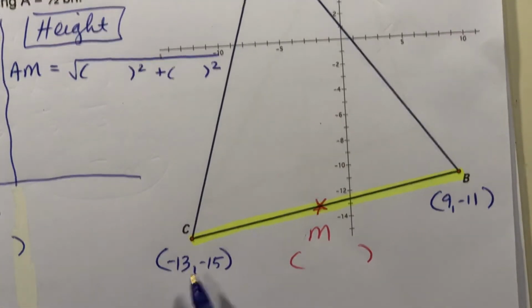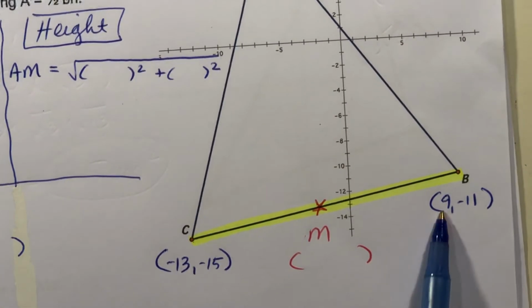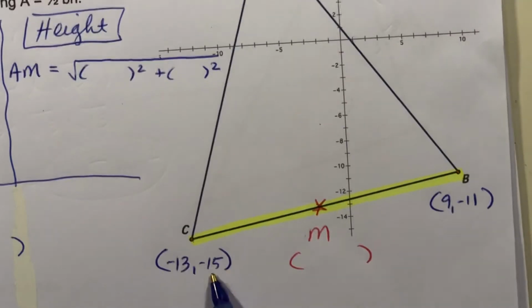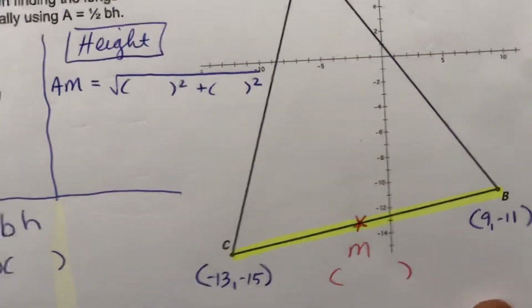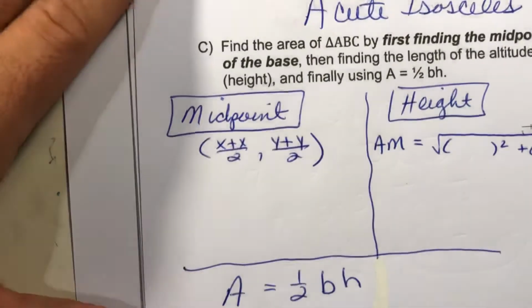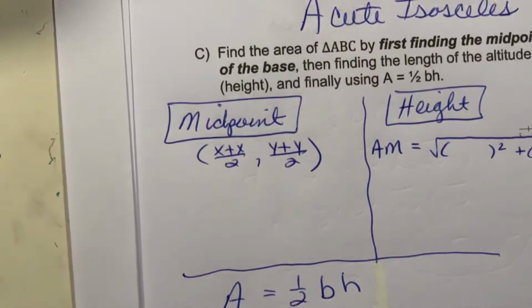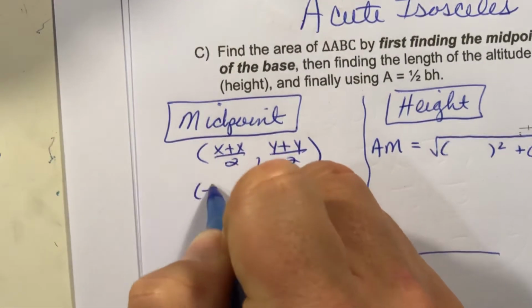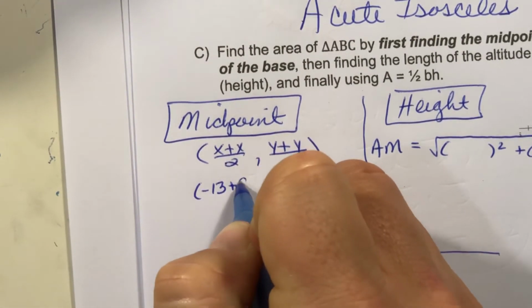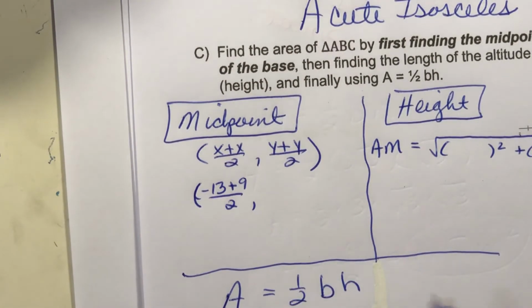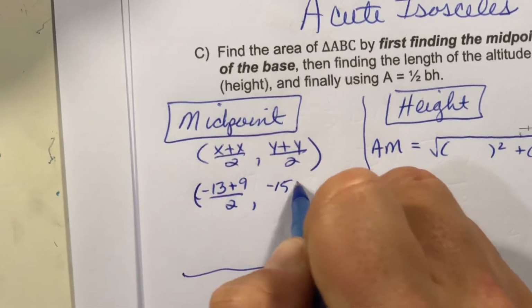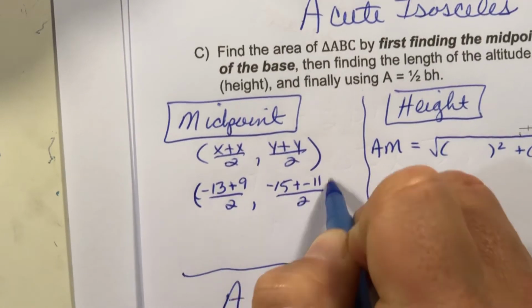So ladies and gentlemen, I'm going to be adding negative 13 plus 9, dividing it by 2. Negative 15 plus negative 11, dividing it by 2. So I'm going to show my calculations over here. Again, this is all on the answer key already. So now I'm going to have negative 13 plus 9 over 2, comma, negative 15 plus negative 11 over 2.